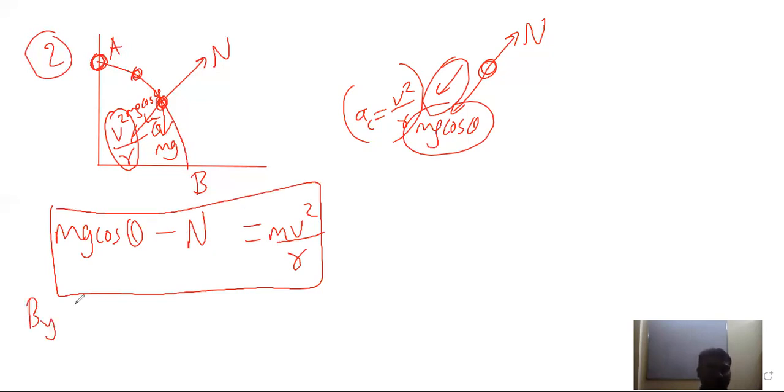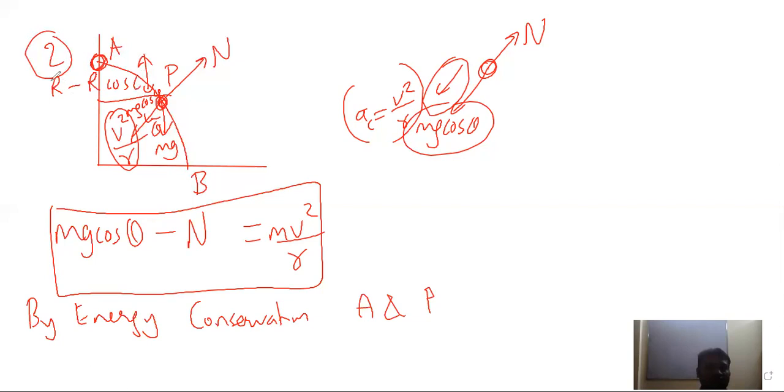Now by energy conservation, between the top point A and P, which is this point. If I consider energy conservation at A and P, the height traversed, we have proved many times in circular motion, is r minus r cos theta, because this whole distance is r and this distance here is r cos theta. So our height in this case will be r minus r cos theta.